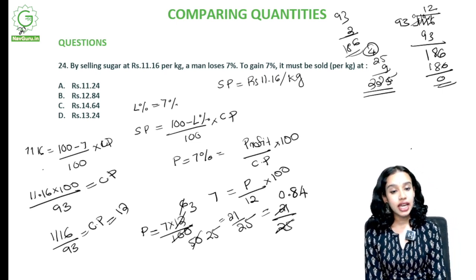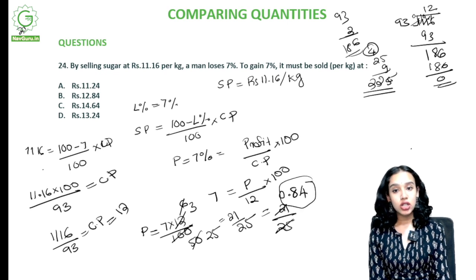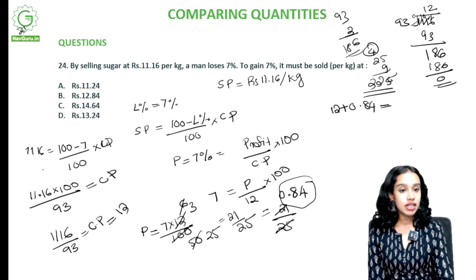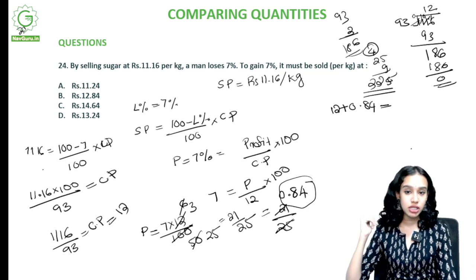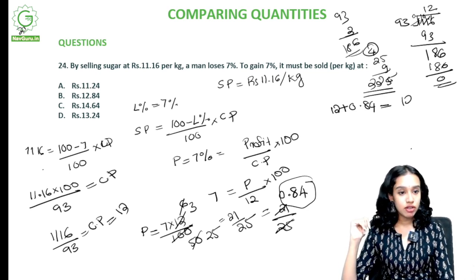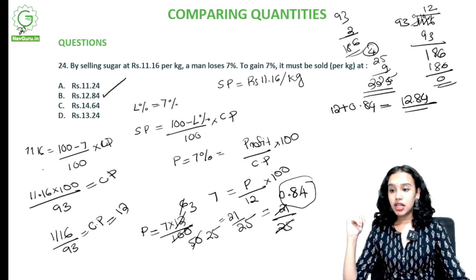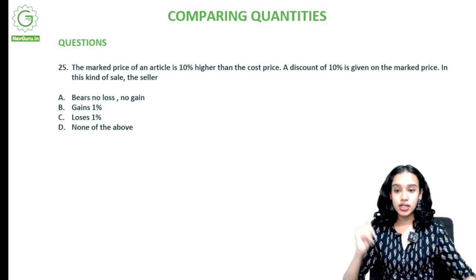So 0.84 should be added to the cost price, that is CP is 12. 12 plus 0.84 should be equal to the selling price to gain a profit of 7%, right? That is 12.84 should be the price. Now, let's move on to the next question.